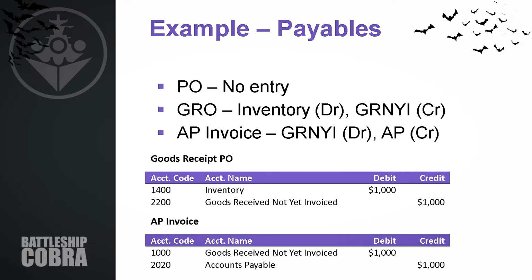This is for an item type where you actually have inventory. If there's no inventory rendered or no goods moved, you might just go to the AP invoice. So this is not exactly what you would do. But you have a goods receipt PO. The inventory is debited. The debiting of it increases it. And then you have a sneaky little account called goods received, not yet invoiced, typically called GRNI.